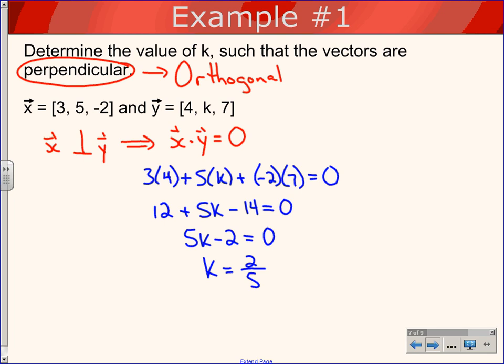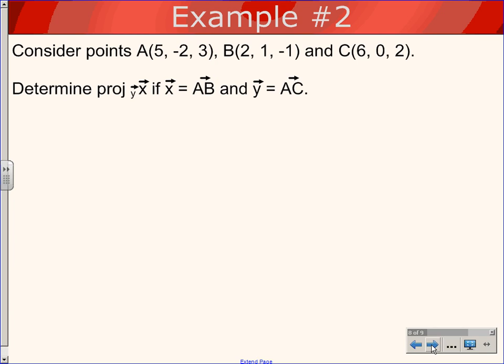Okay, one more for us. Again, all we're doing is practicing a little bit, trying to do some of the calculations in 3 dimensions. Consider the points A, B, and C. Determine the projection of x onto y if vector x is AB and vector y is AC.